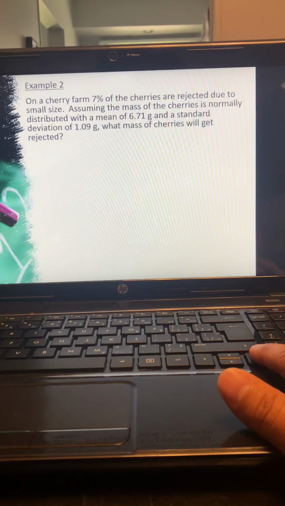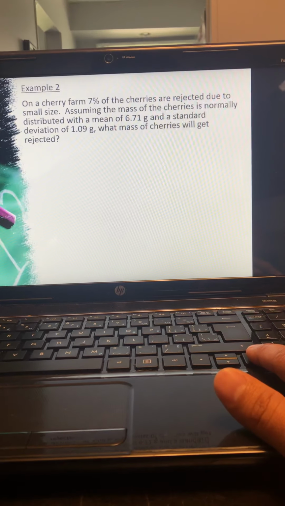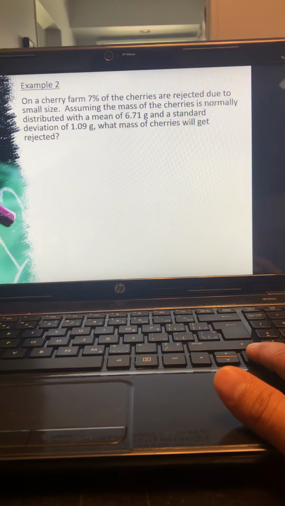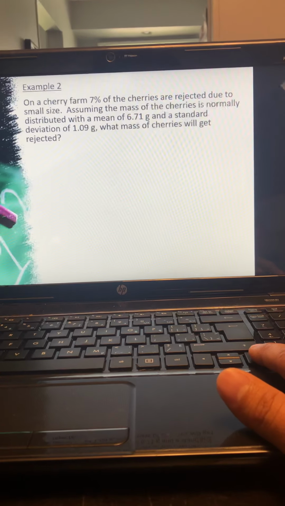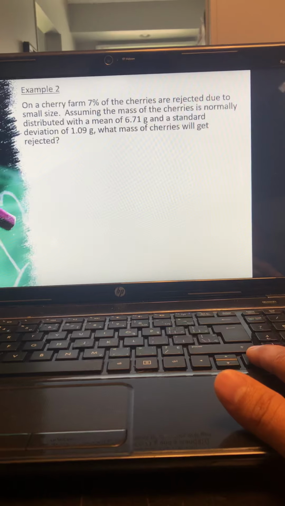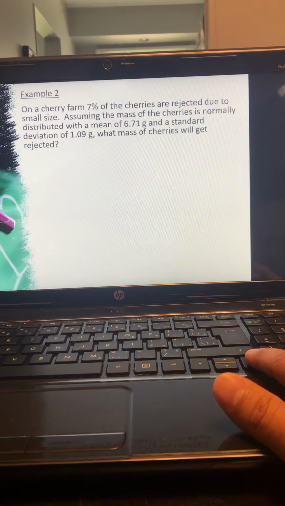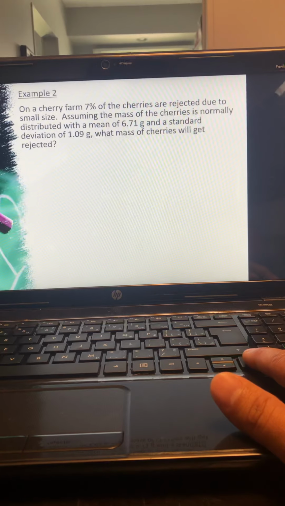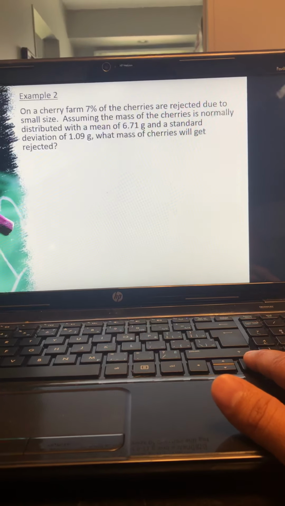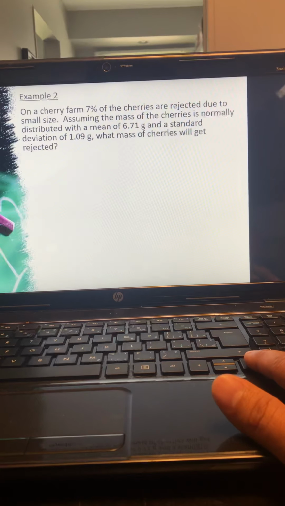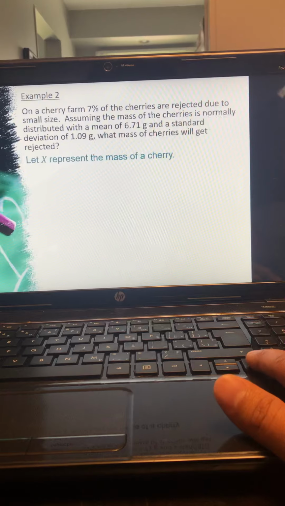On a cherry farm, 7% of the cherries are rejected due to small size. Assuming the mass of the cherry is normally distributed, with a mean of 6.71 and a standard deviation of 1.09, what's the mass? So in this case, you have a percent, 7% of the cherries. Go to your Z table, find 7%. Turn that into a z-score, and you're just basically working backwards. So you have the percent, turn it into a z-score.